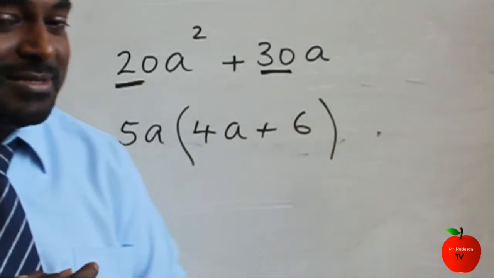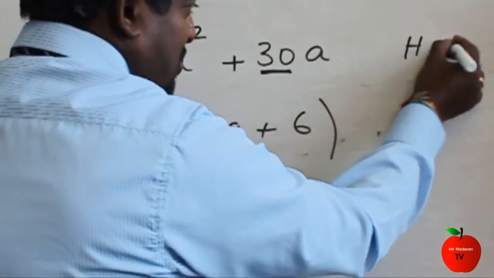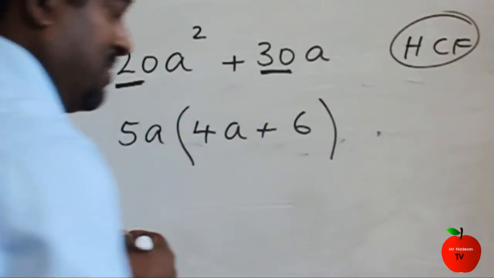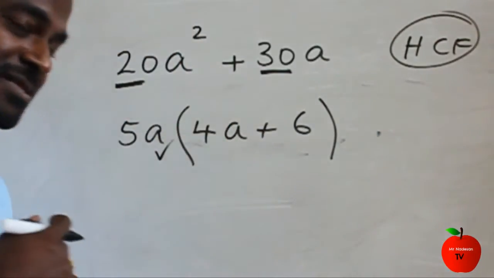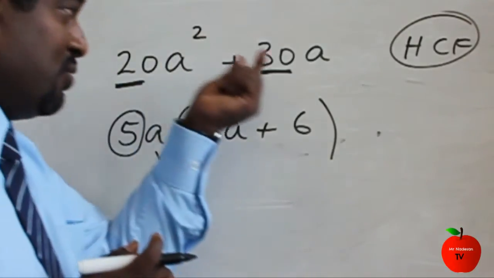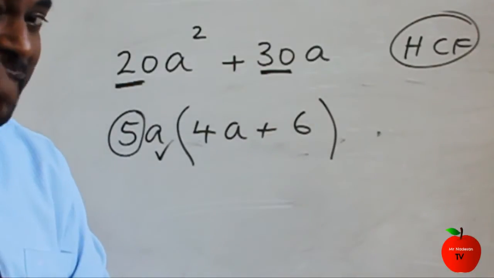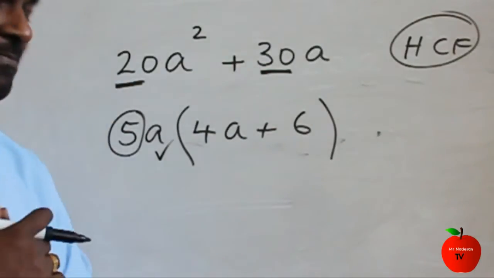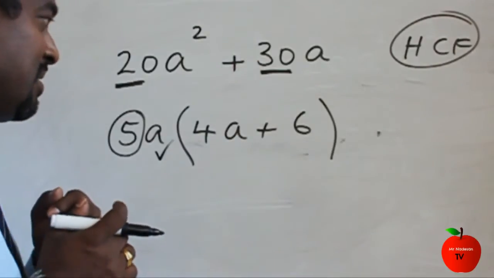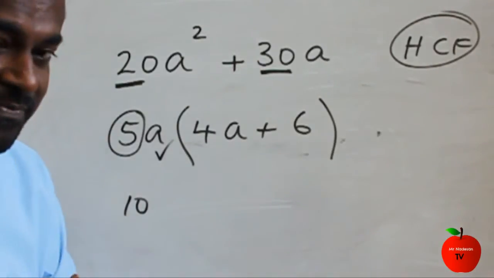But are they done right? Not really. Can you see that? What I'm talking about is the highest common factor for the number. The letter you find, you done right. But I'm talking about this 5. You got the 20 here, you got 30 here. 20 and 30, think about the highest common factor I'm talking about earlier. 20 and 30, the highest common factor should be 10, not 5.